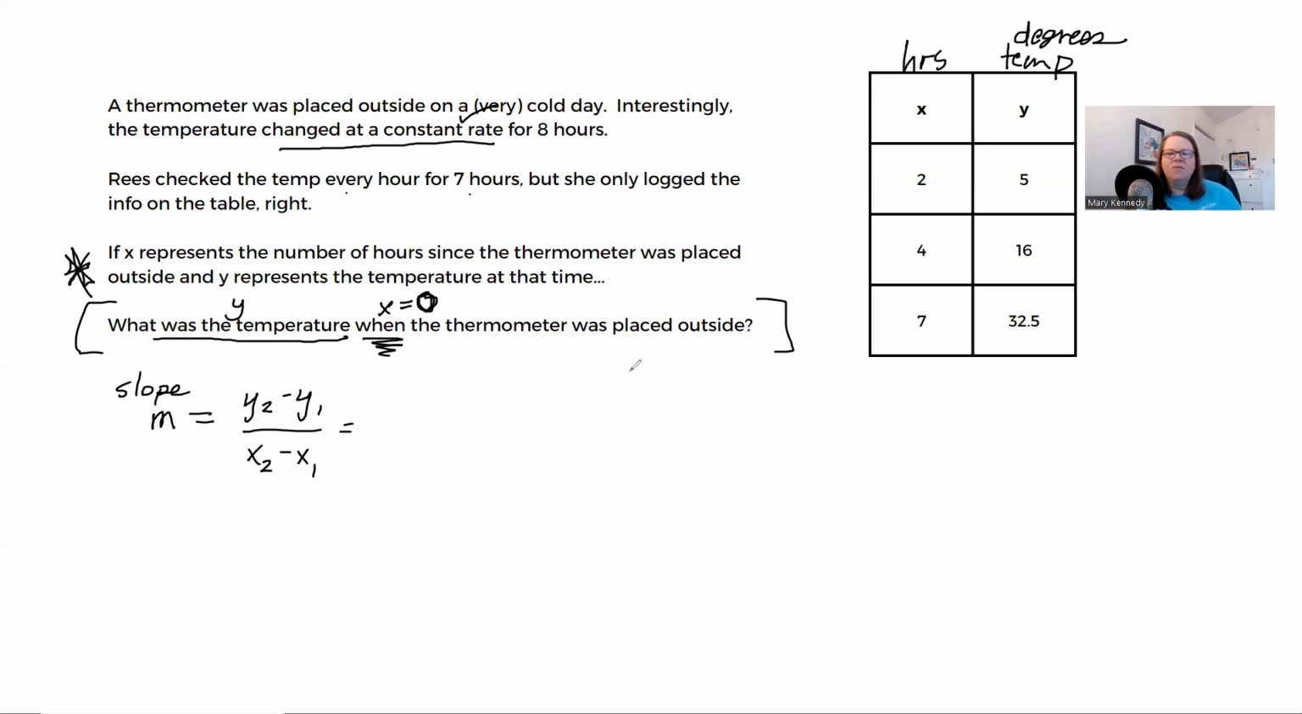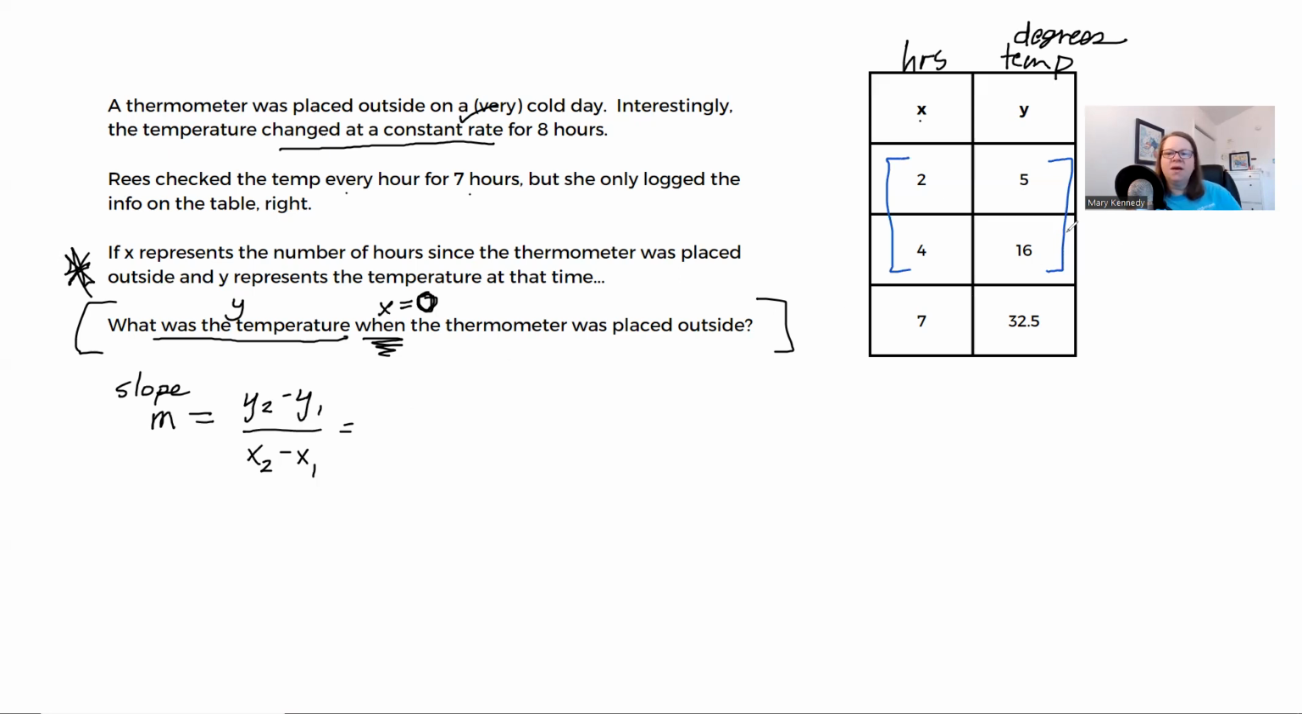Okay. Well, we have x and y here. We have an actual xy coordinate. In fact, we have 3 of them. Now you can actually pick any 2. You only need 2 of them. I would pick these 2 for sure. I wouldn't pick the 7 and 32.5 just because it's got a decimal in it. There's no reason to use a decimal if I don't have to. This is going to be much more straightforward.